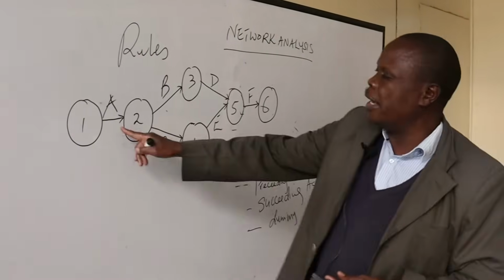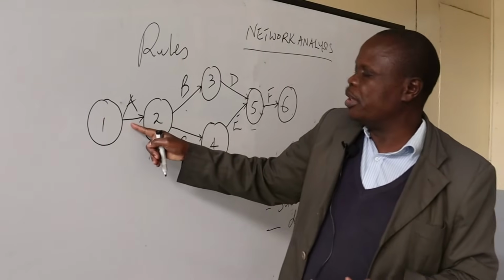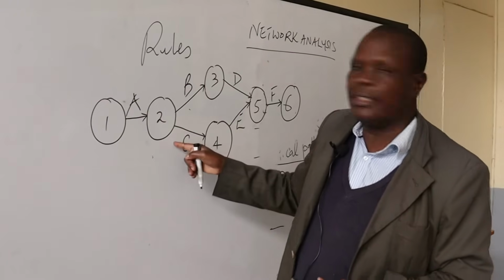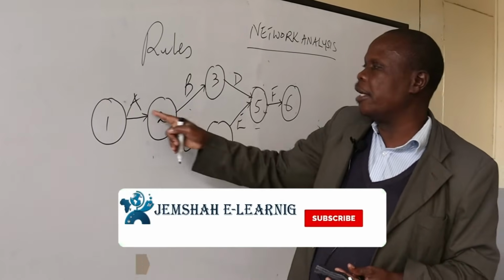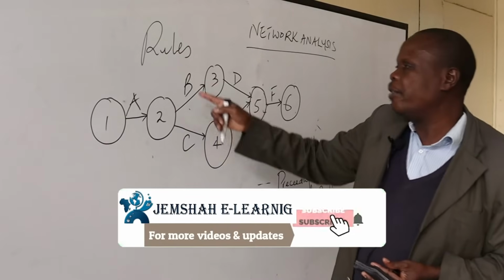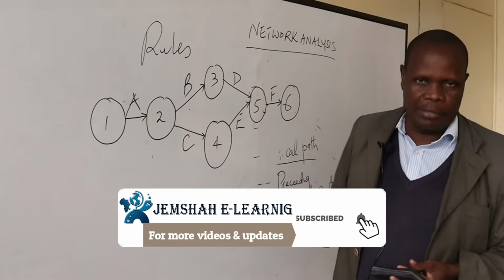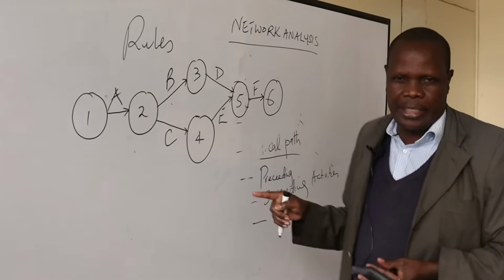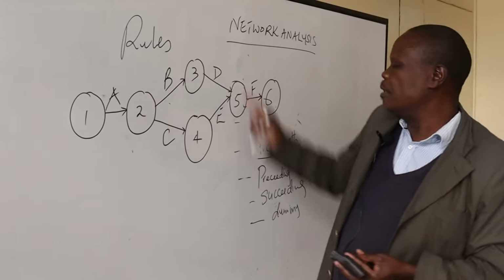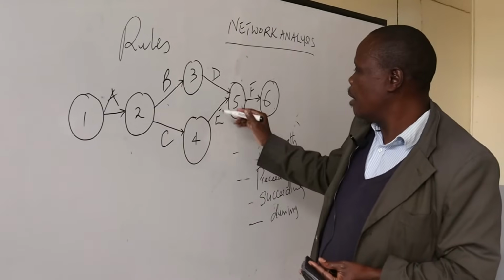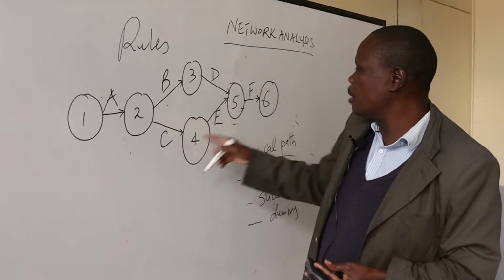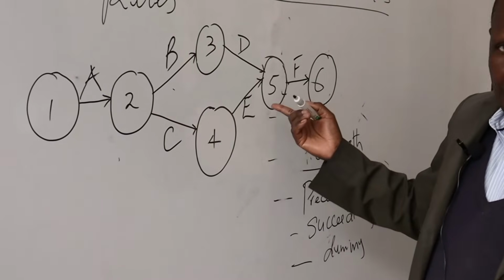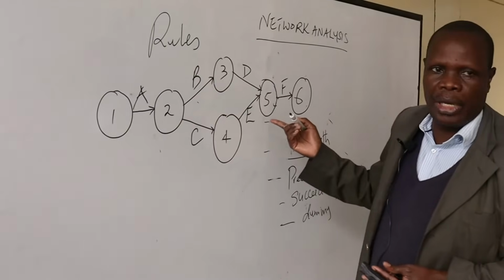So activity A is regarded to be the preceding activity to activity B and C. That means activity A occurs earlier than B and C, or it gives rise to the occurrence of B and C. Then B is a preceding activity to activity D. Then C is a preceding activity to activity E. Then D and E occur at the same time. They converge to give rise to F.